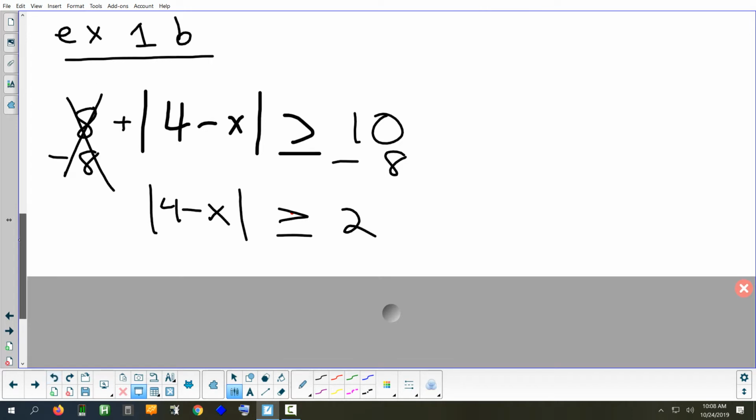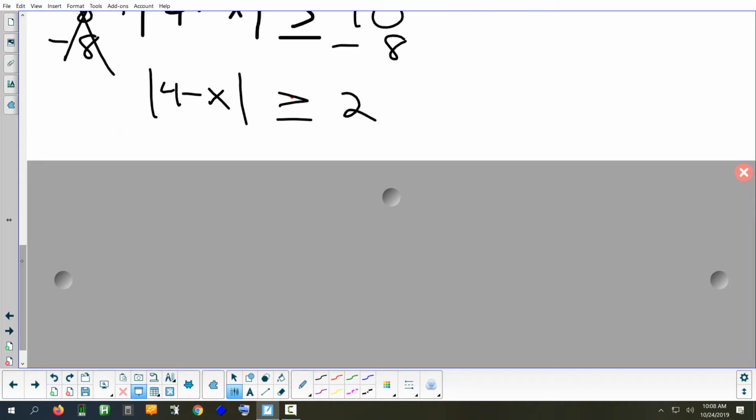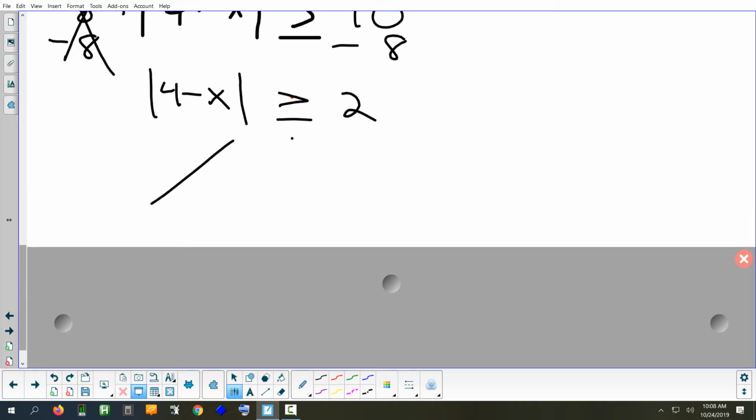Yes. So now we're ready for step 2, which is split it up. Split it, flip it. Jaden, can you tell me what my first inequality would be? 4 minus x is greater than or equal to 2. Perfect. So all he did was take the original problem, get rid of the bars.